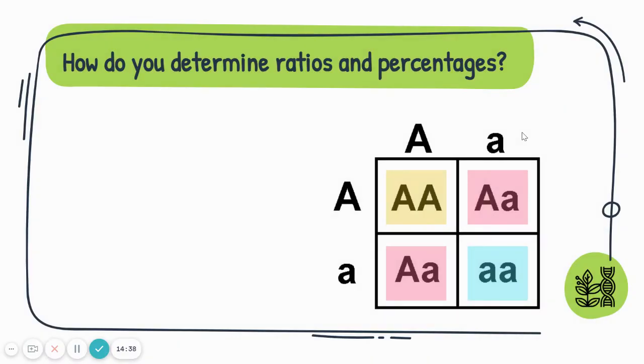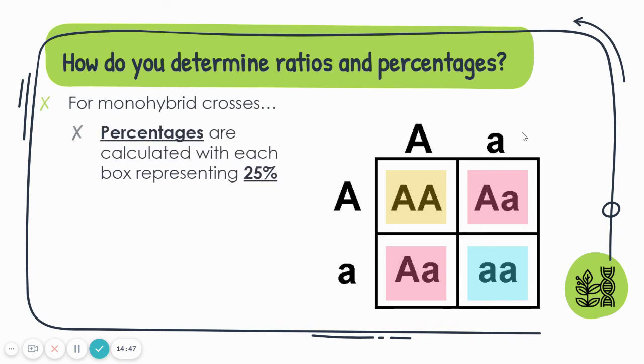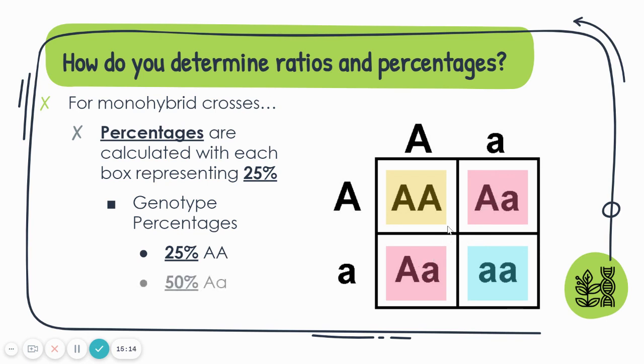So once we have our Punnett square filled out, then we can determine ratios and percentages to help us describe what we would predict those offspring to look like. Percentages for a monohybrid cross, when we only have 4 boxes, are calculated with each box representing 25%. So if I was going to look at the genotype percentages of this, I'm going to count how many boxes have each genotype. I have one box that's big A, big A, so that would be 25% big A, big A. Two boxes have big A, little a, so each of those is 25%, so 50% total, 50% big A, little a. And I have one box that's little a, little a, so 25% little a, little a.